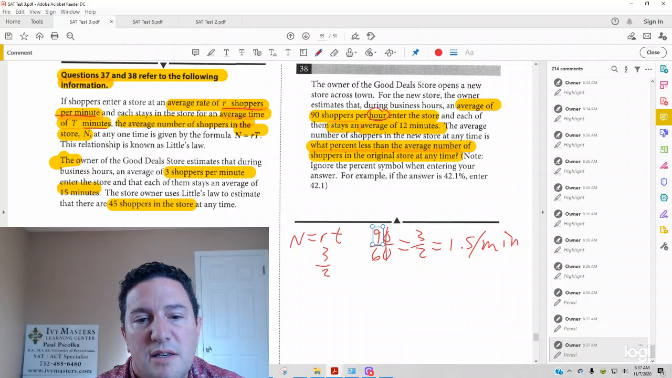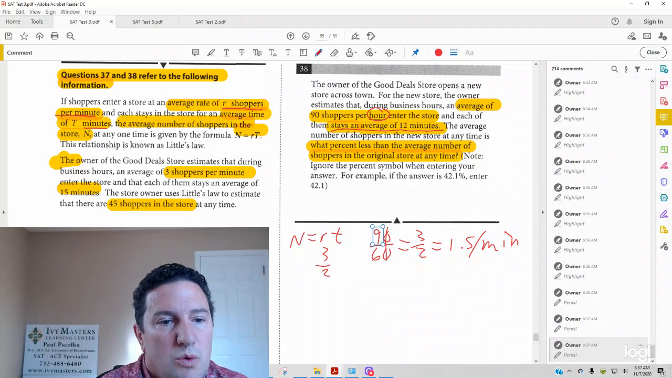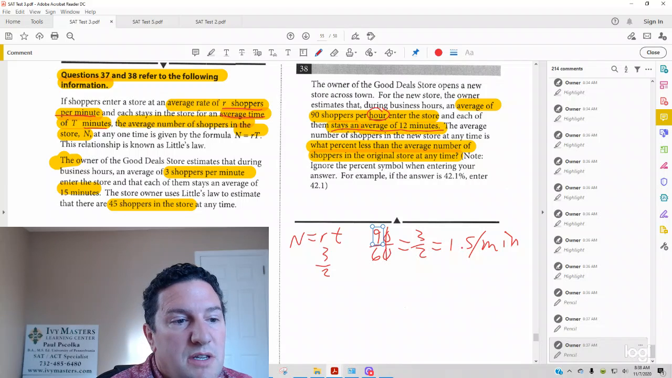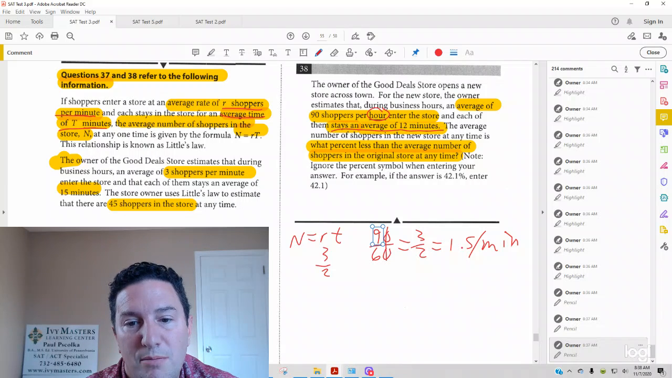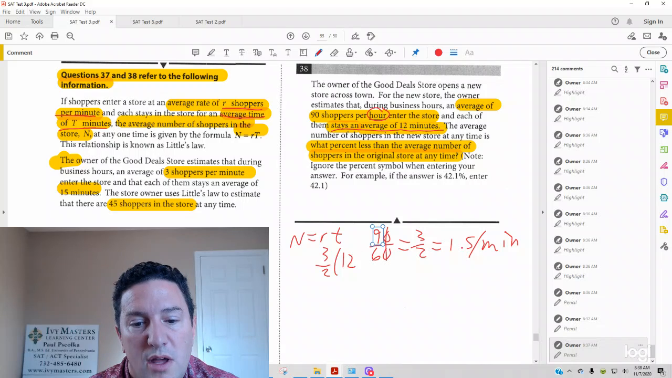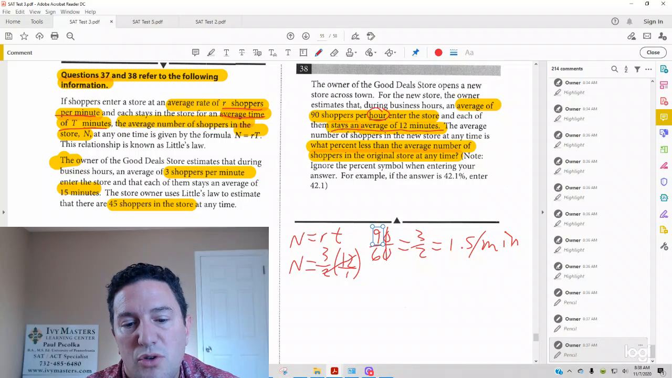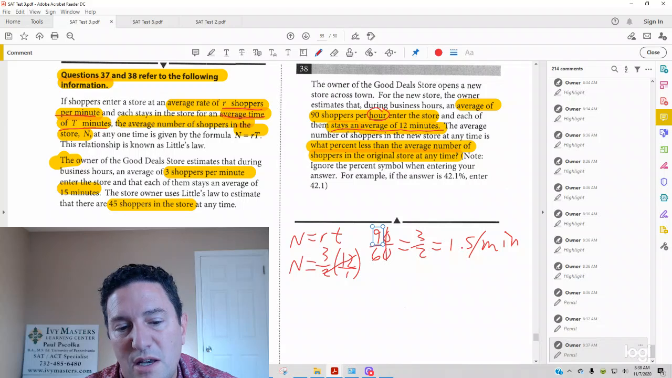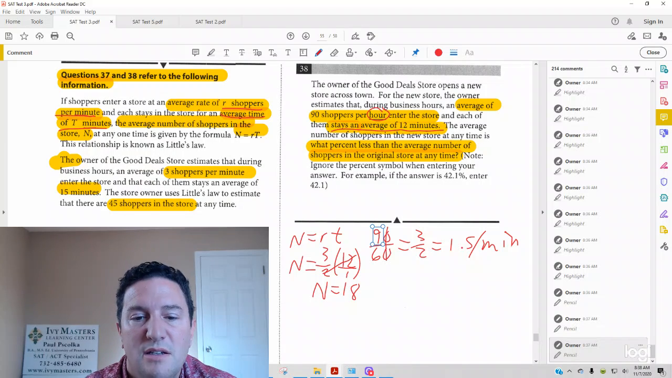And it says that they stay an average of 12 minutes. So what's our average? We're looking back to the left over here: average time of T minutes. So we know that in place of T, we're going to put that 12. And 12 over 1, that's going to make it easier. Solving for N, remember, you could cross cancel here. 2 goes into 12 six times, and 6 times 3 is 18. So your N here is 18.